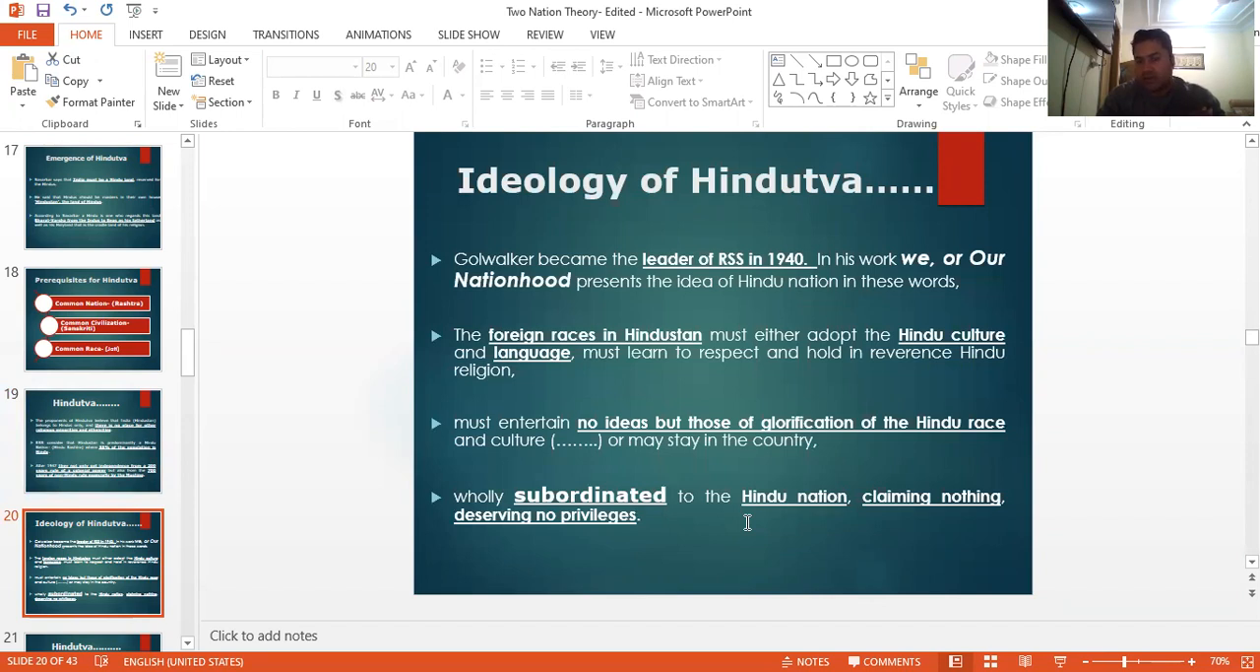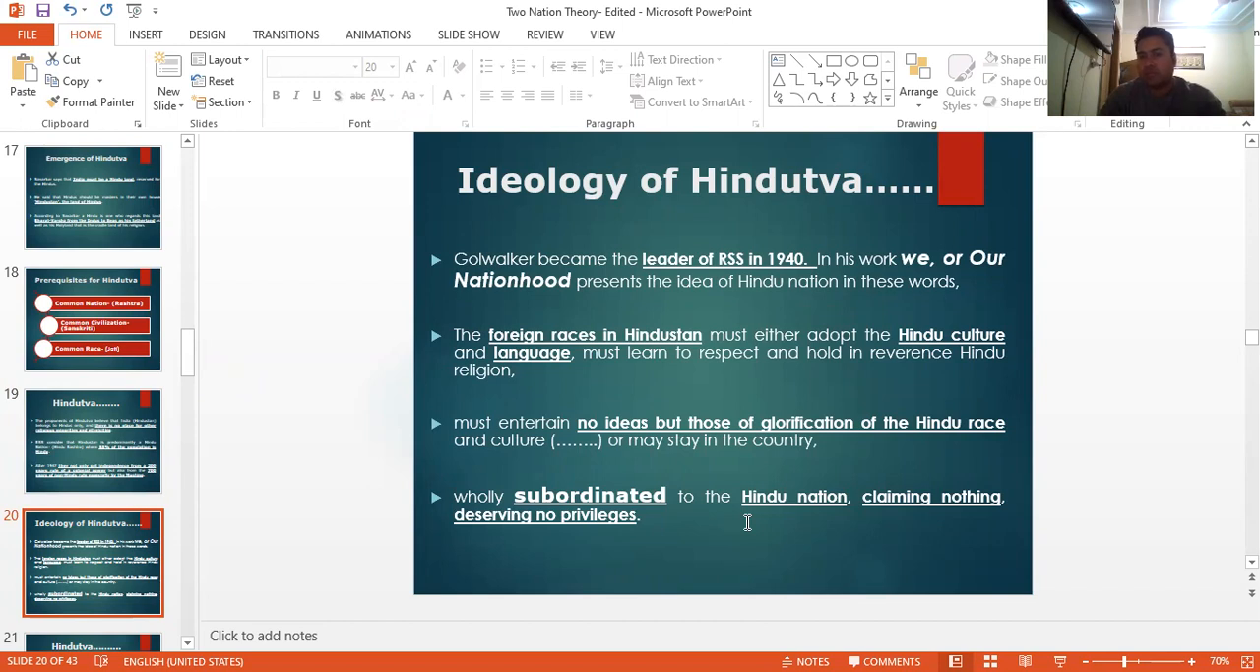Golwalkar became the leader of the RSS in 1940. And if you remember, in 1940, at the same time, the Pakistan Resolution was also passed. So it was going parallel. Quaid-e-Azam and other Muslim leaders in the subcontinent realized that Hindutva was emerging and establishing itself. Nehru was not a part of Hindutva, but at the same time, his ideology was also predominantly that Hindus must be dominant in the Indian subcontinent.